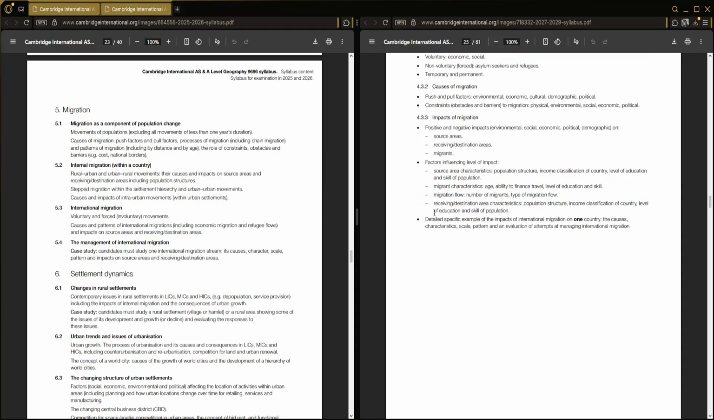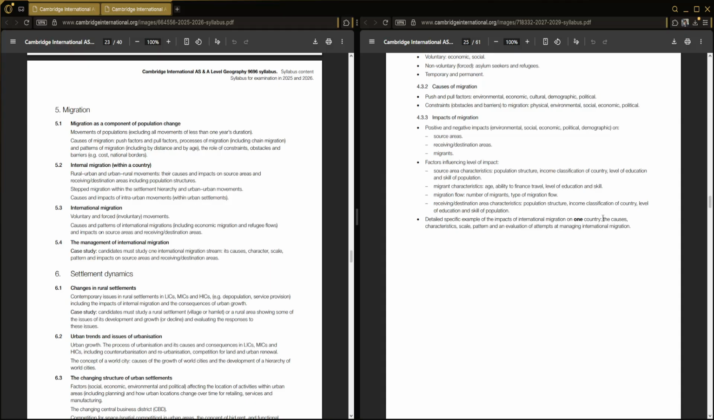As for the case study, there is a slight change. Previously, you needed to study a migration stream. So, for example, Mexico to the United States or United States to Mexico, and you need to study that stream itself and therefore the impacts on 2 countries. In the new syllabus, it's detailed specific examples of impacts of international migration on one country. So you're no longer studying a stream, you're studying the impacts of migration on one country.